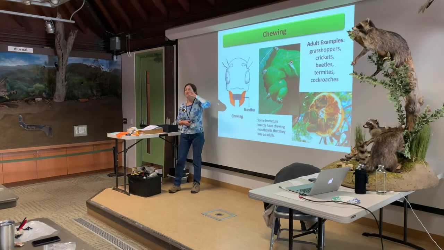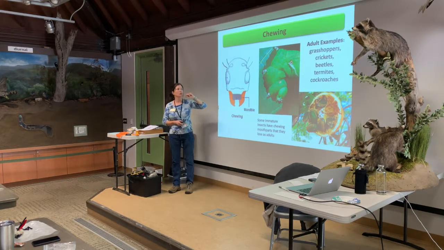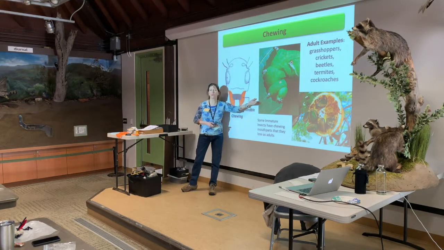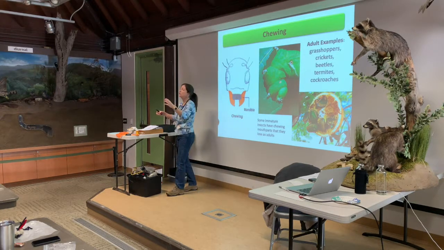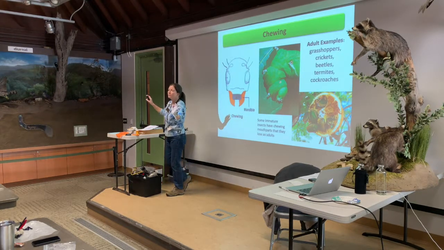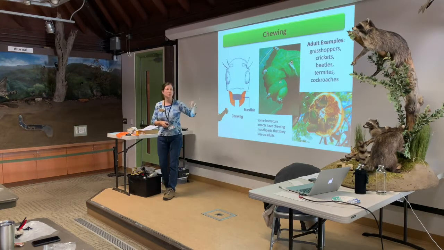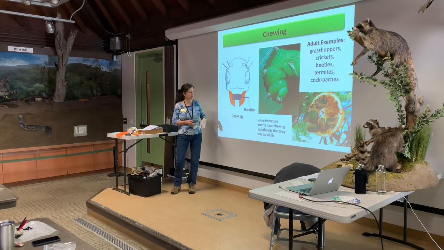Examples for adult insects that are chewers: grasshoppers, crickets, beetles, termites, cockroaches. They're real chewers. Some immature insects, though, are also chewers. So our butterflies and moths, which are later just delicately sucking the nectar from flowers, are voracious chewers when they're little kids. So when they're immature, they're quite the chewers.